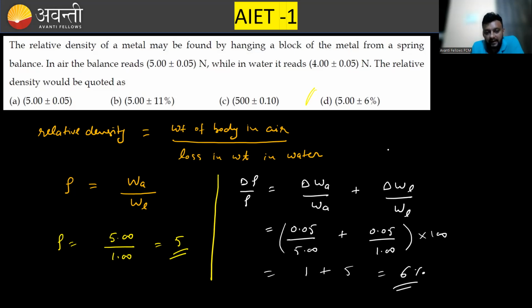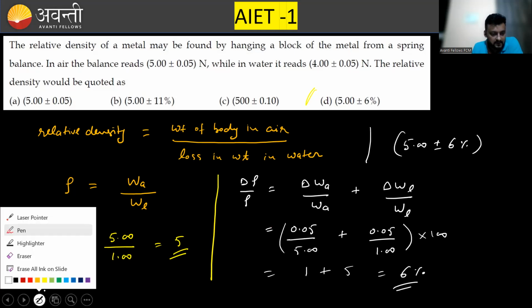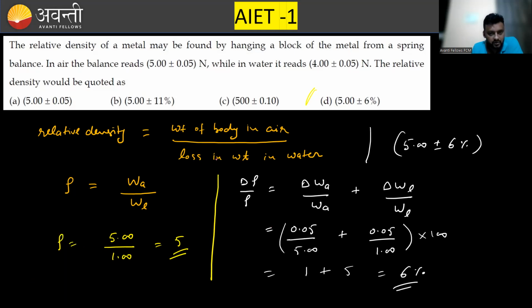So how you can write it? You can write it as 5.00 plus minus 6%, which is option number D. Clear? Moving further.